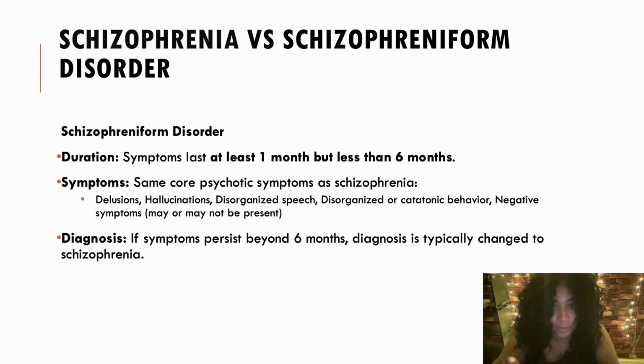Then we have these two. Now forgive me, I hope I pronounced it the right way, schizophrenia versus schizophreniform disorder. Symptoms last at least 1 month, but less than 6 months. If the symptoms persist beyond 6 months, that makes it schizophrenia, because schizophrenia is what? 6 months with 1 month of active symptoms. Schizophreniform, at least 1 month, but it has to be less than 6 months. Same symptoms for both of these. The only difference is the duration of the symptoms. That is it. I hope that makes sense.